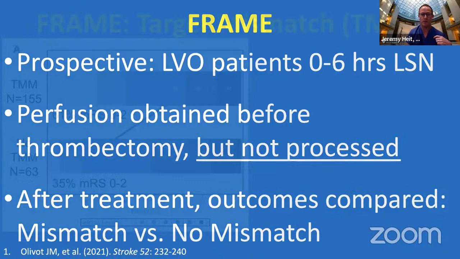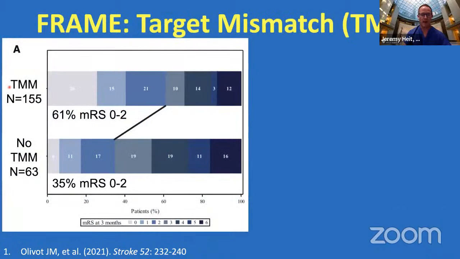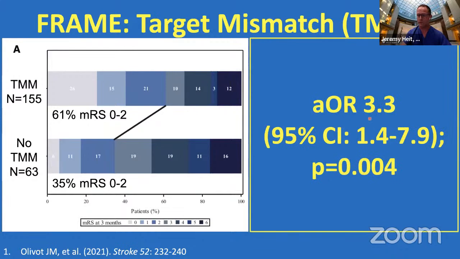So patients who have a target mismatch and were treated, 61% of them were functionally independent at 90 days. Patients who ended up not having a target mismatch did not do so great. Only 35% of them did well. And this is really kind of the good outcome rate that we always see in medical arms. So if you do the math here, this gives you an adjusted odds ratio of 3.3, which is a pretty impressive treatment effect. But I think this is a really nice way to ask this question and really shows that if you are not doing perfusion early on, you're going to treat a lot of patients without a mismatch who are not likely to do very well.